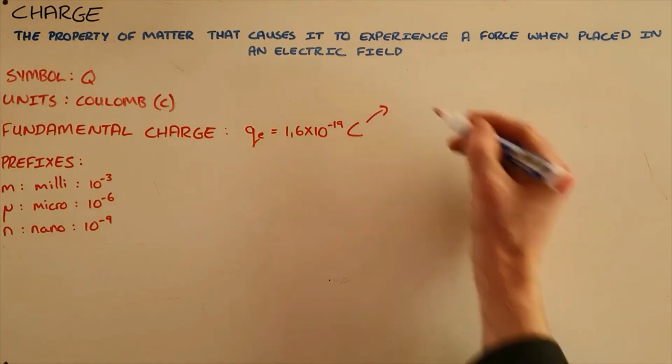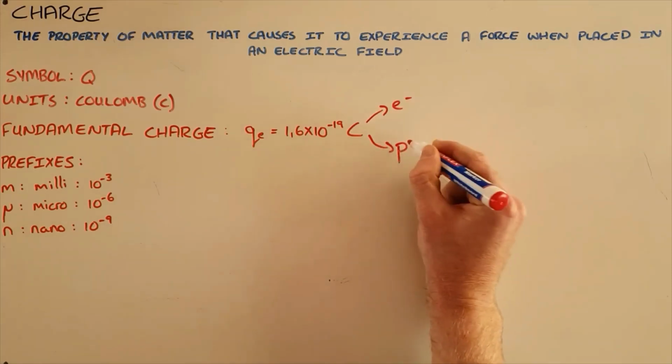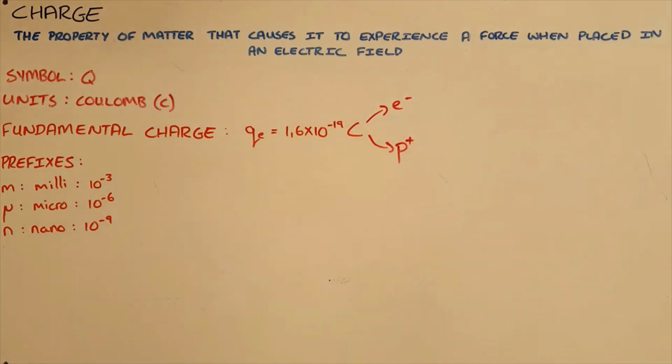This is also the charge that would be found on electrons and protons. So they have the fundamental charge. Obviously an electron has a negative fundamental charge and a proton has a positive fundamental charge.